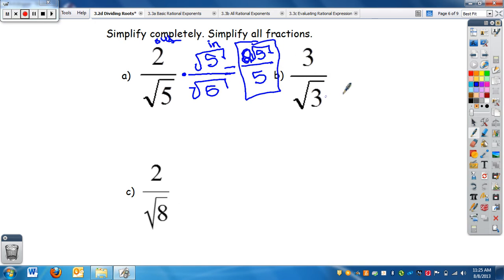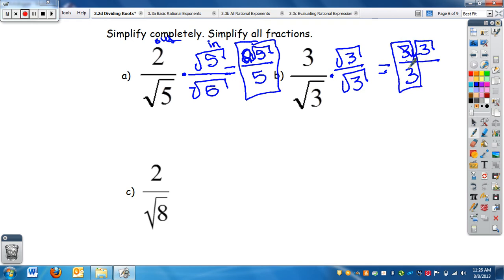On B, I have 3 over root 3. So I can multiply by root 3, top and bottom. This again is a fancy 1. 3 is out, this root 3 is in, so this is 3 square root of 3. Root 3 times root 3 is root 3 squared, which is just 3. Alright, so now look, I have 3's on the outside. This fraction simplifies. 3 divided by 3 simplifies down to 1. So I have 1 square root of 3. Well, 1 times square root of 3 is just square root of 3, or root 3.